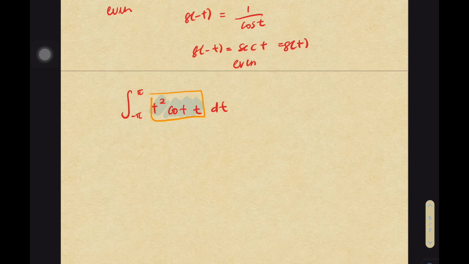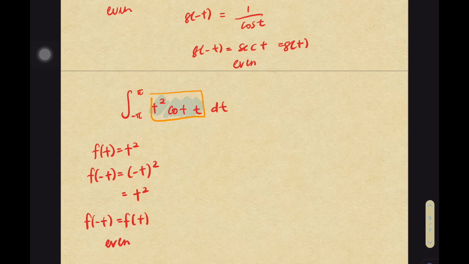So let's say we have our f(t) equal to t to the power of 2. So your f(-t) will give you (-t) to the power of 2, and you will get back t to the power of 2. So now your f(-t) is equal to f(t). Therefore this one is an even function. So you have an even function for your first function here.